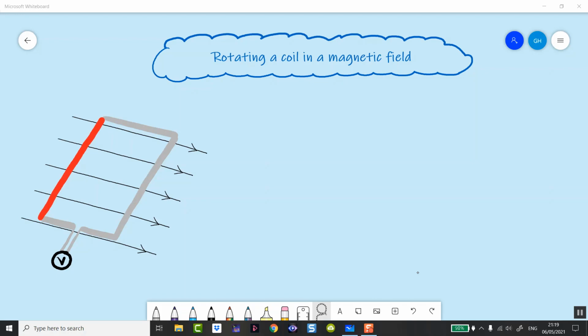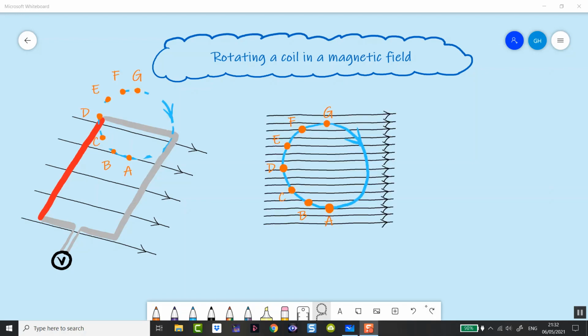It's time to see how all this relates to rotating coils in magnetic fields. Look at the diagram and think about how much magnetic flux the red side of the coil is moving through between the different letters. Remember that if you're moving parallel to the field, you'll induce zero EMF, and if you're moving perpendicular to the field, you'll induce maximum EMF for that field and that speed. Hopefully you can see that the wire is moving through less field between A and B than between B and C, and then moves through even more between C and D.